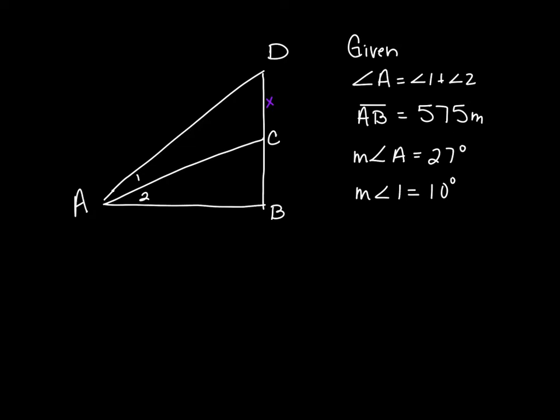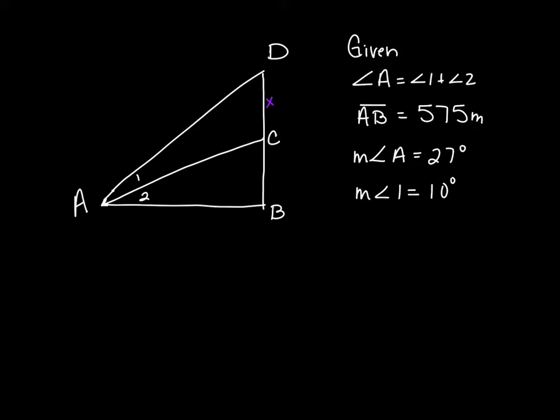All right, so this is a triangle inside another triangle. So let's look at the information that we're given here and make sure that we can identify all of the different pieces. Let's start with the measure of angle A. The measure of angle A that I'm referring to here is the entire angle, the combination of angle 1 plus angle 2.